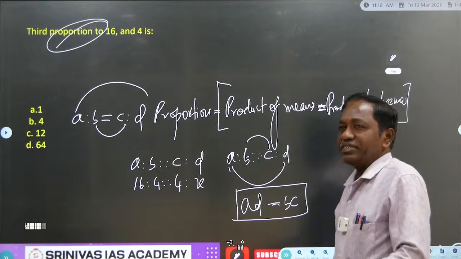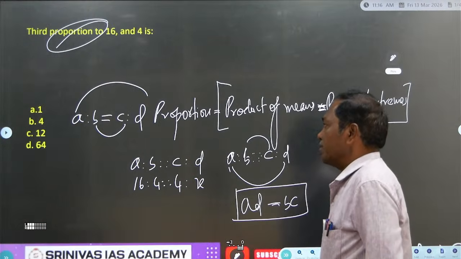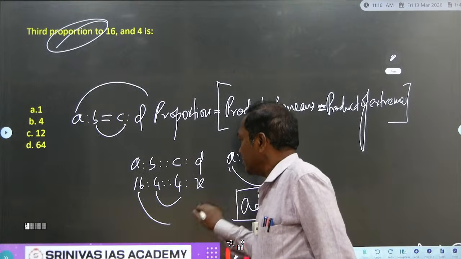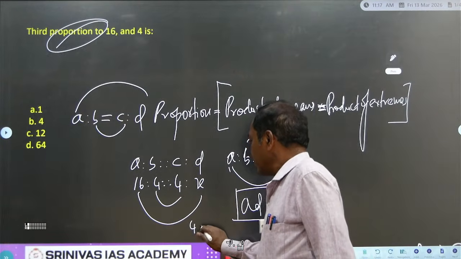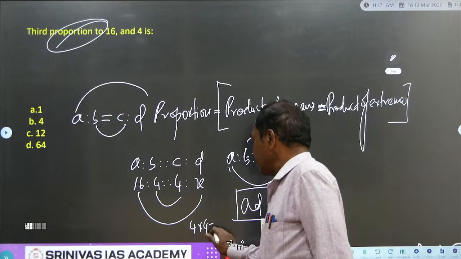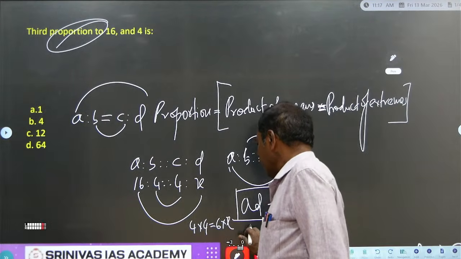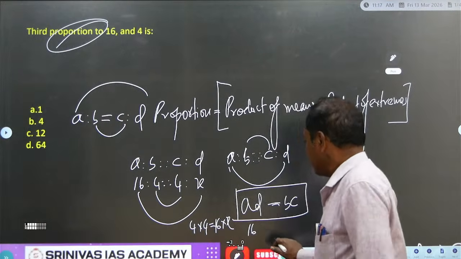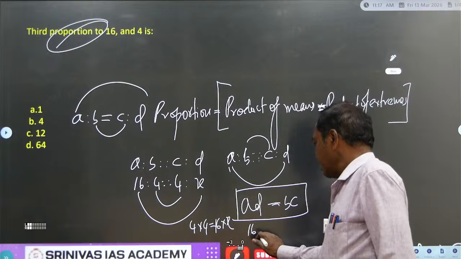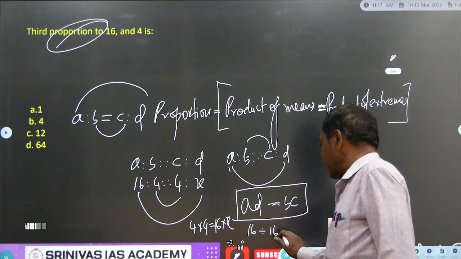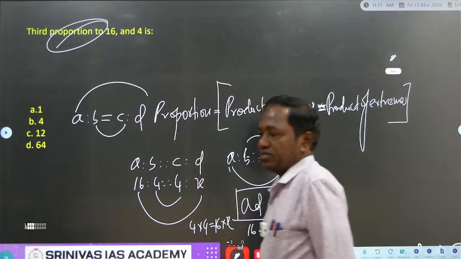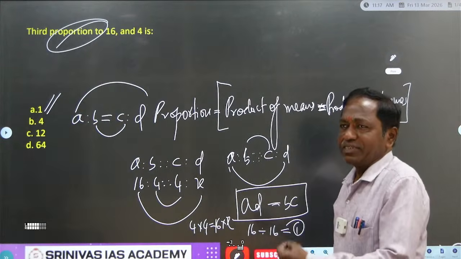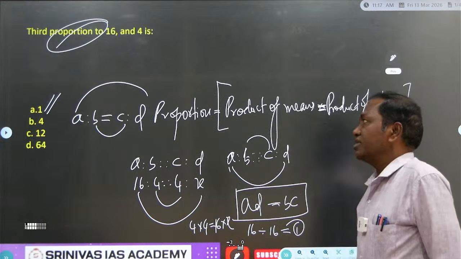Right, these are very basic fundamentals. Now we can see the value here: 4 into 4 is equal to 16 into X, and 16 by 16, the value is 1. That is the thing. This is very basic, that is okay, right.